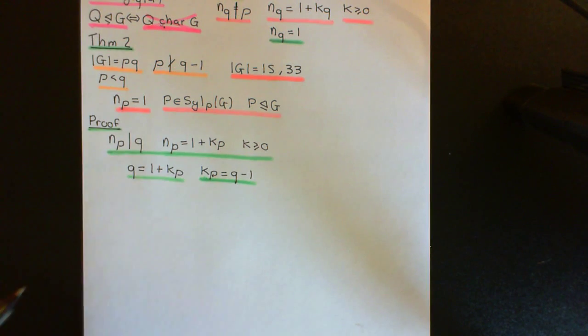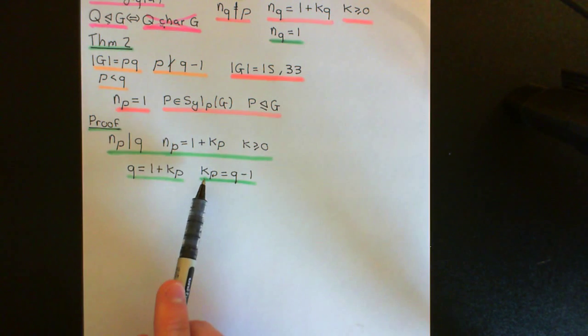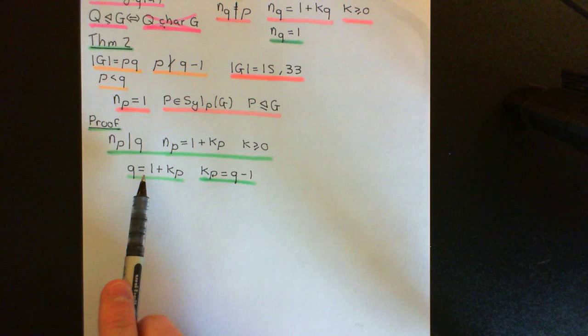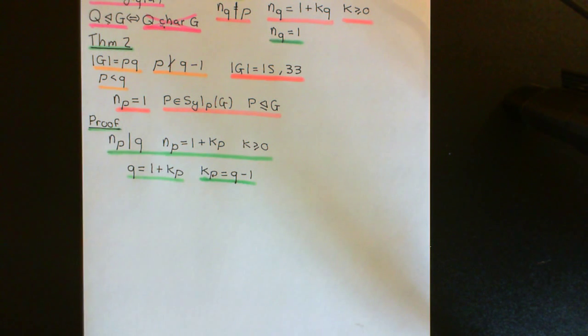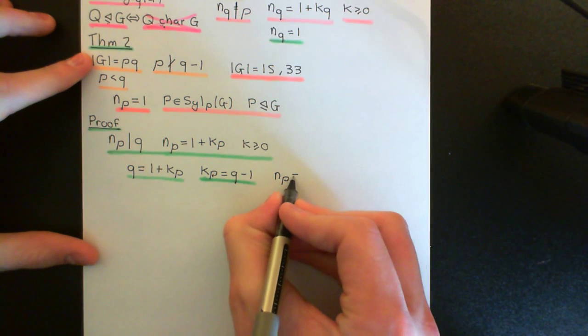So if we do have a group of order PQ where this is true, that P does not divide Q minus 1, then it is not possible to find a K such that this relation is true, that 1 plus Kp is equal to Q, and therefore N_P is forced to be equal to 1, i.e. there is only one Sylow P subgroup, and therefore only one subgroup of order P.